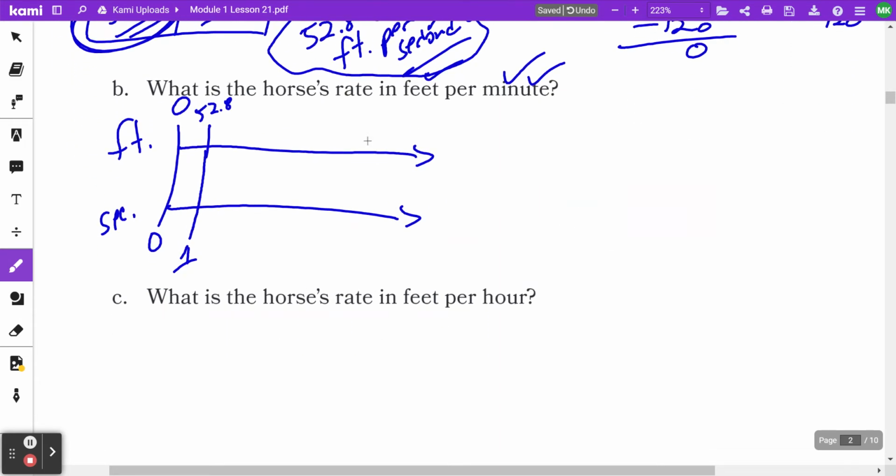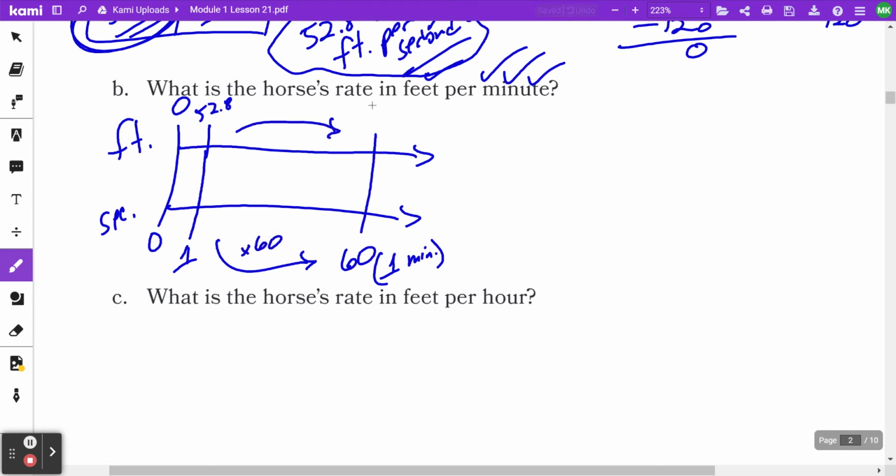Watch what happens. I'm going to cruise on over here and put that 60 right there. So that's 60 seconds, and I'm going to add that is 1 minute, because that's what I'm looking for, 1 minute. What's great about this is it tells me what to do. What do you do to 1 to get 60? You multiply by 60. If I do that to the bottom, everything needs to stay equivalent, so I'm going to do the same thing to the top.